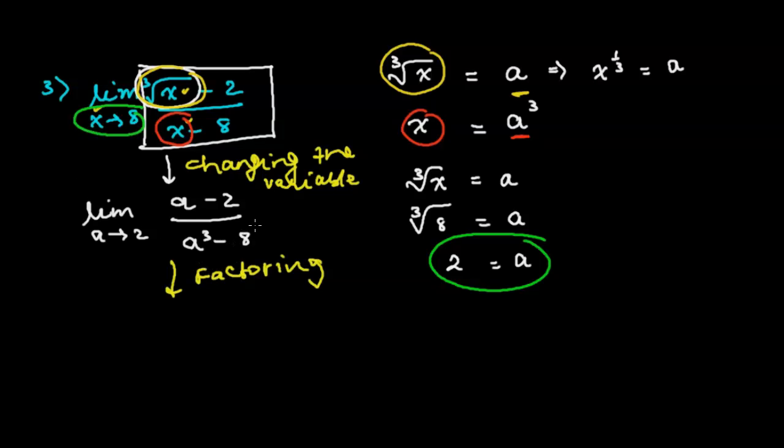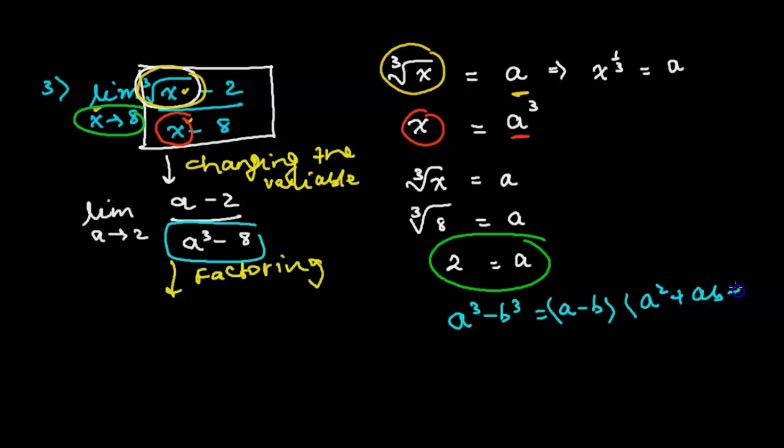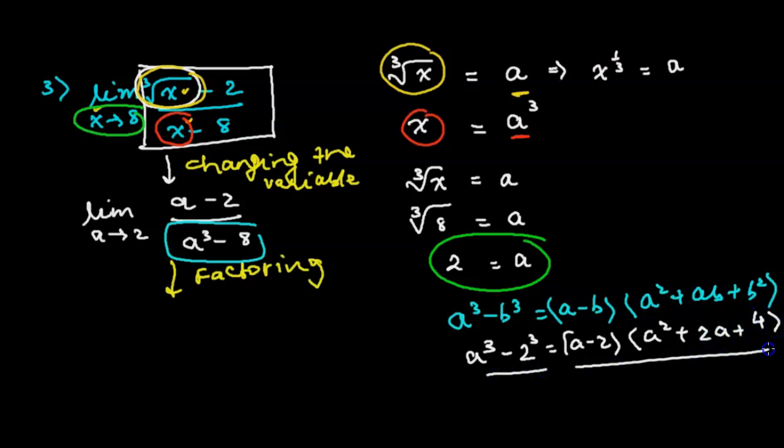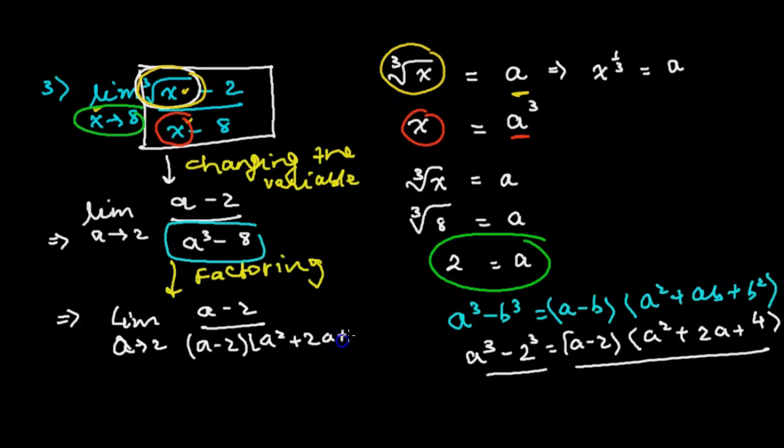The reason we are using factoring is that we noticed a cube minus 8 can be factored using the formula a cube minus b cube, which can be written as a minus b times a square plus ab plus b square. In this case, a is a already. B can be written as 2 to the power of 3. So we would have a minus 2 times a square plus a times 2, that is 2a, plus 2 square, that is 4. And we can rewrite this as limit a approaches 2 of a minus 2 over a minus 2 times a square plus 2a plus 4.